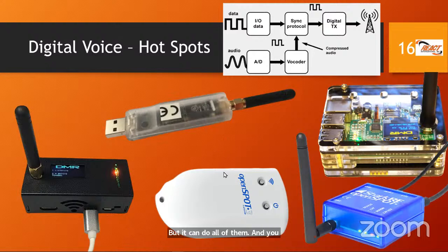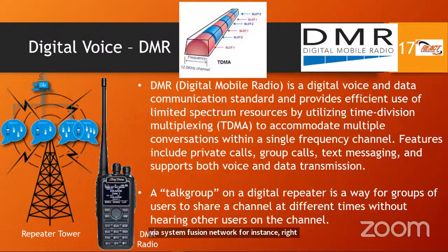And you can take advantage of these devices. They're quite flexible to do all of these digital voice modes when you get your license. You can use one radio and you can do something called transcoding. So you could be speaking DMR from your radio to a hotspot, and the hotspot can send it out via a System Fusion network, for instance, right? Okay. Right, so this is just a slide that gives a bit of detail on what DMR is, so you can read this on your own time.